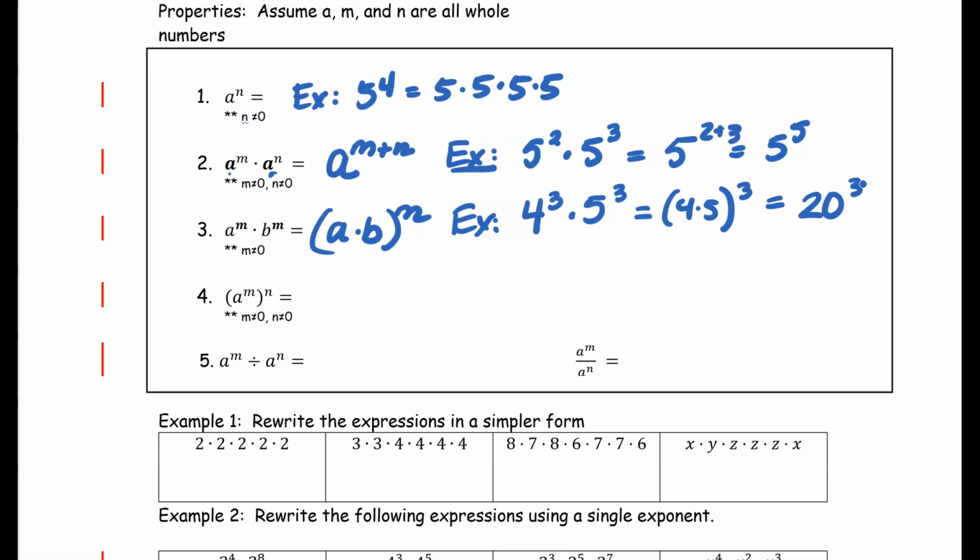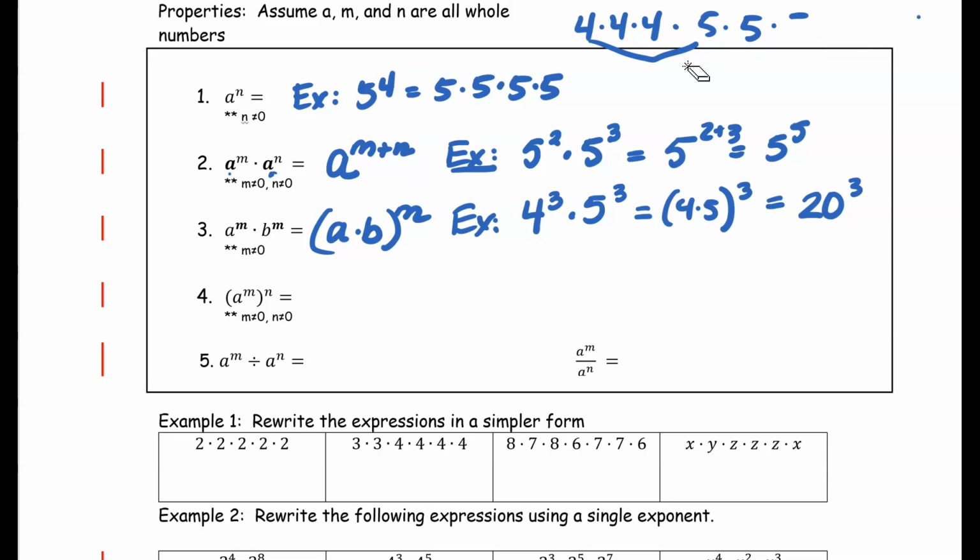Again, you could also write this out. So 4 to the 3rd is 4 times 4 times 4. And 5 to the 3rd is 5 times 5 times 5. And then if you brought each of those 4 and 5s together, 4 times 5 is 20, then you'd have 3 20s, which is the same thing as 20 to the 3rd. So totally doable to write out.